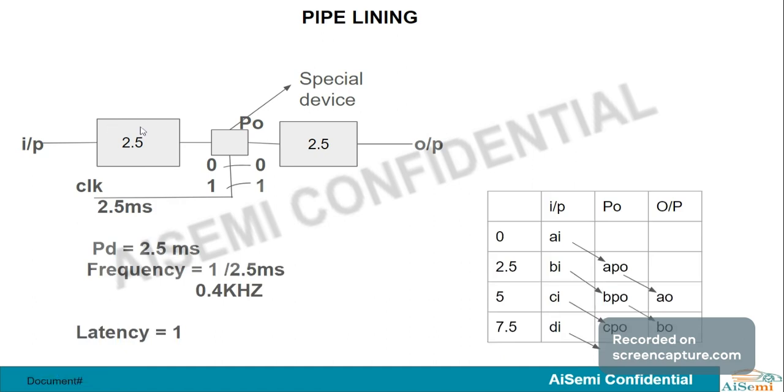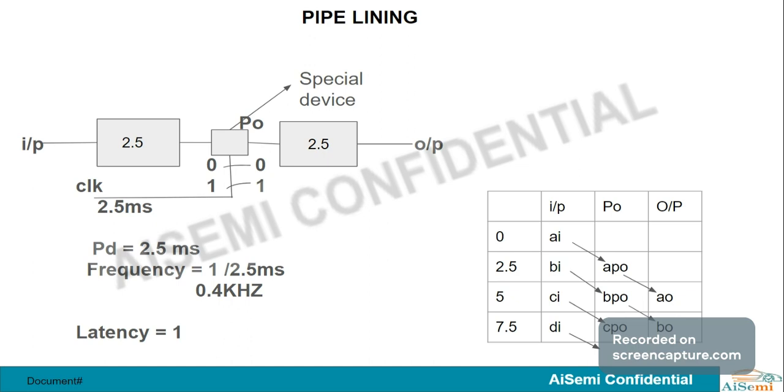Here I take 5 milliseconds. This 5 milliseconds is divided into two parts, 2.5 and 2.5. The first 2.5 milliseconds block is connected to one special block. This P0 is known as the special block. The special block is connected to the clock, along with the input and output. This is the circuit diagram of pipelining.